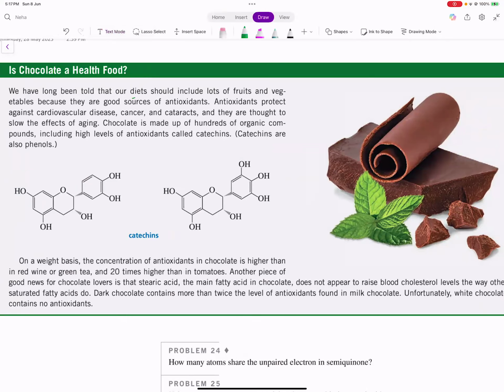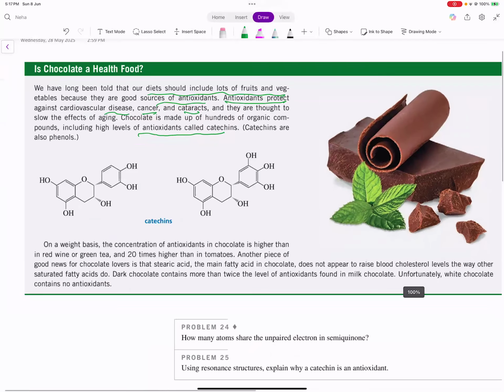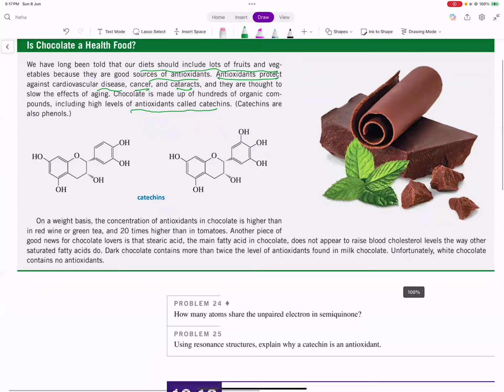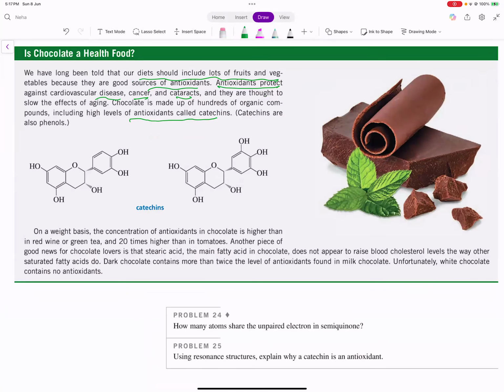So they are a good source of antioxidants. Because they are good antioxidants, they protect against cardiovascular disease, cancer, cataracts, and they are thought to slow the effect of aging. Chocolate is made of hundreds of organic compounds, including high levels of antioxidants. Wow, nice. So you can eat chocolate. Yes, sir. Okay, tell your mama. Chocolate is a health food.